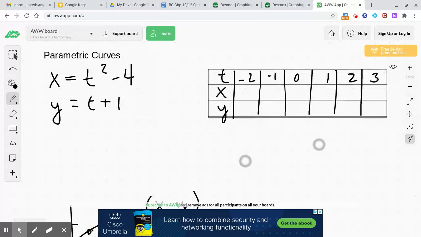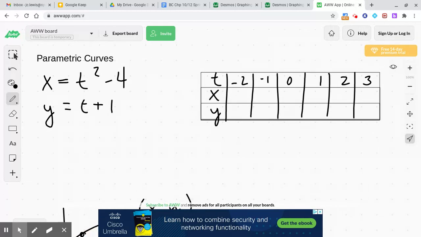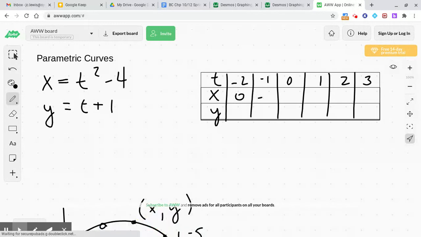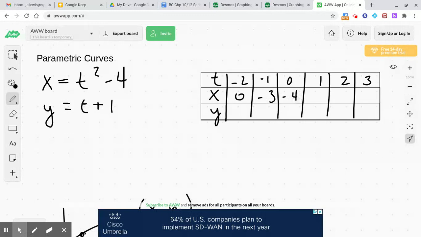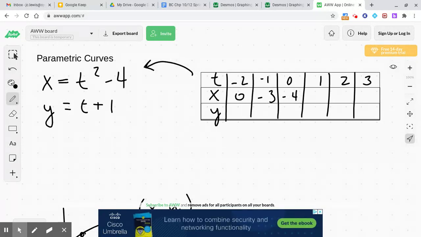Let's take a look more specifically at this example, x equals t squared minus 4 and y equals t plus 1. First, I want to show you how we would plot these. They're done graphically with your times just put in for t. So at -2, I get an x output of 0. At -1, I get an output of -3. At 0, -4. You can see I'm just taking these times and putting them into my x equation. 1 squared minus 4 is -3. When I put 2 in, I'm at 0 again, and then I'm at 5.